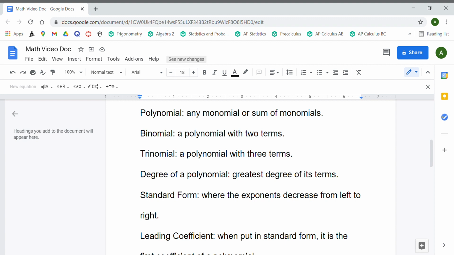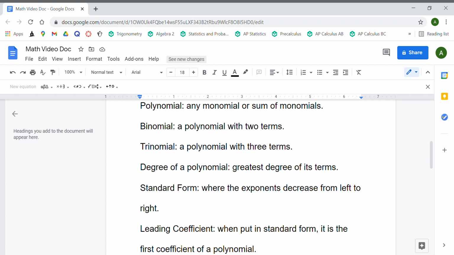Now, many teachers would like you to write your polynomials in standard form throughout this unit. Standard form is where the exponents decrease from left to right. So, if we have 4 minus x squared plus 3x, that is not in standard form, because the term with the degree of the polynomial is in the middle of the polynomial instead of the beginning. We need to write it as negative x squared plus 3x minus 2.